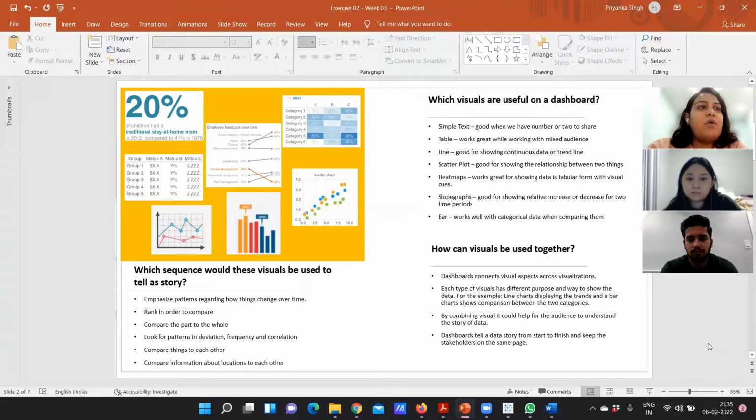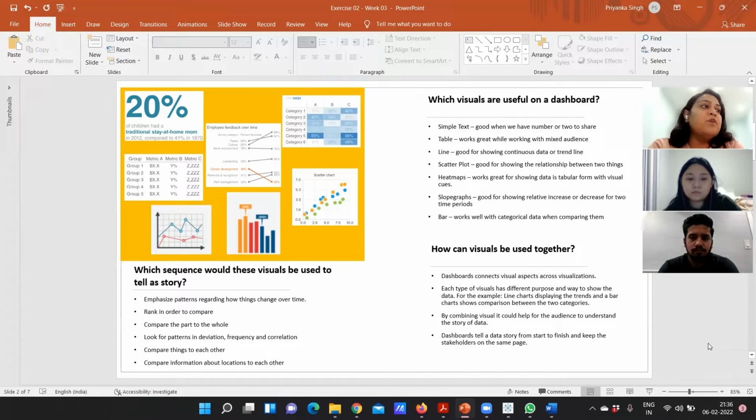The second question was how can visuals be used together? So visuals can be used together in the form of dashboards. A dashboard is a way which connects visual aspects across the visualization. Each type of visual has a different purpose and a way to show the data. For example, a line chart displays the trends and a bar chart shows the comparison between the categories. By combining visuals, it can help the audience understand the story of the data, and a dashboard can tell a complete data story from start to finish, and it keeps the stakeholders on the same page.